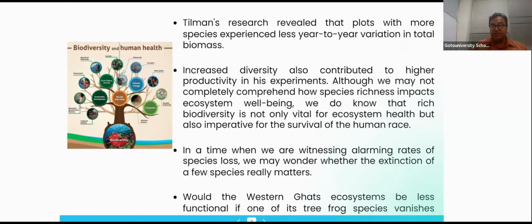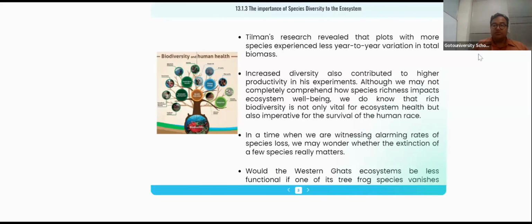Plots with more species experienced less year-to-year variation in total biomass, right? So increased diversity also contributes to a higher productivity in this experiment. Although we may not completely comprehend how species richness impacts ecosystem well-being, we do know that rich biodiversity is not only vital for ecosystem health, but also important for the survival of the human race, right?